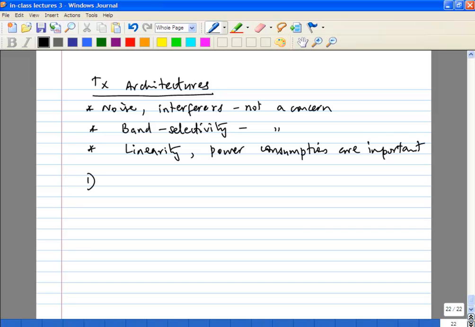Okay. So the first kind of TX architecture is the direct conversion, also called the homodyne TX.